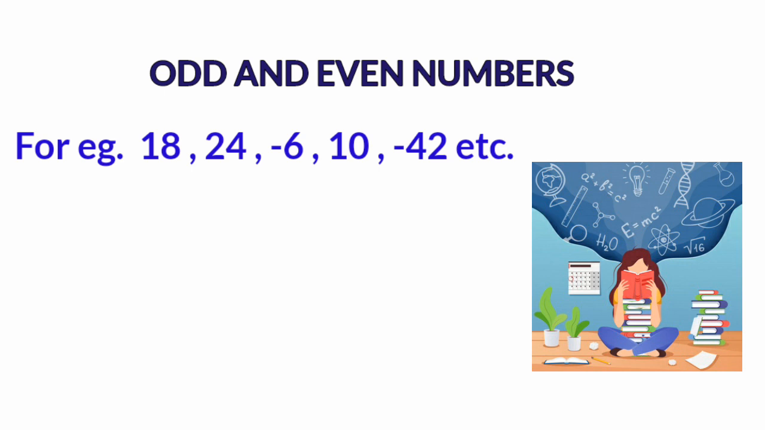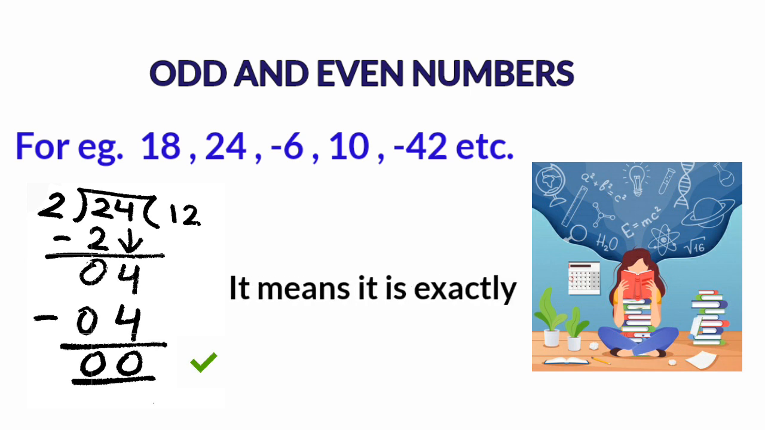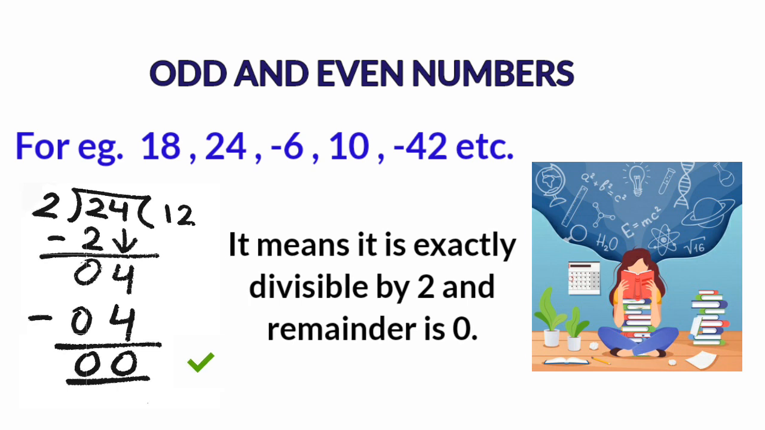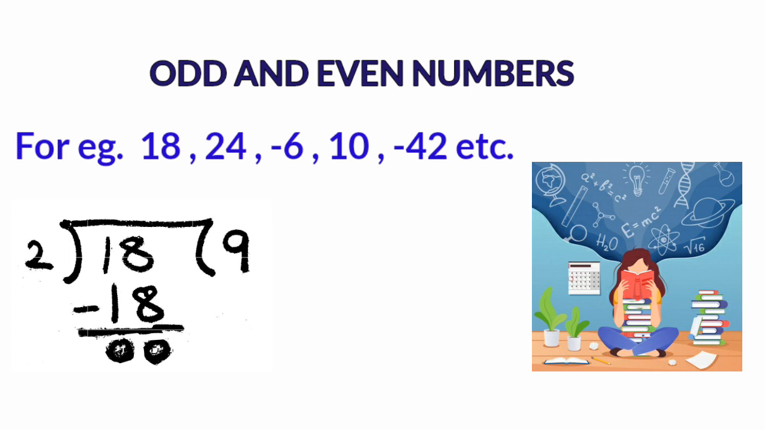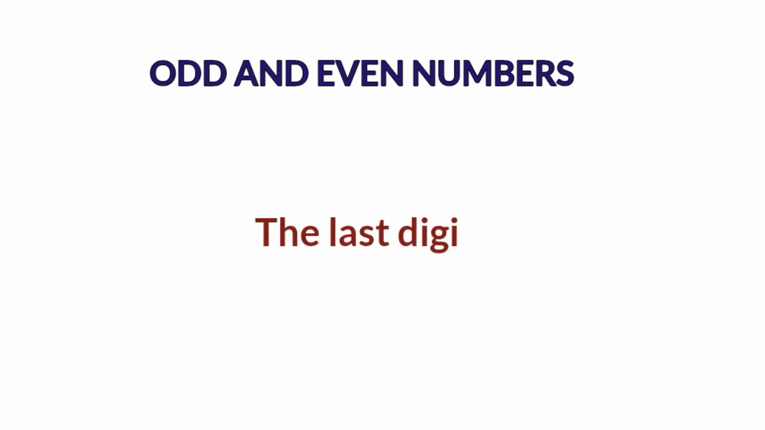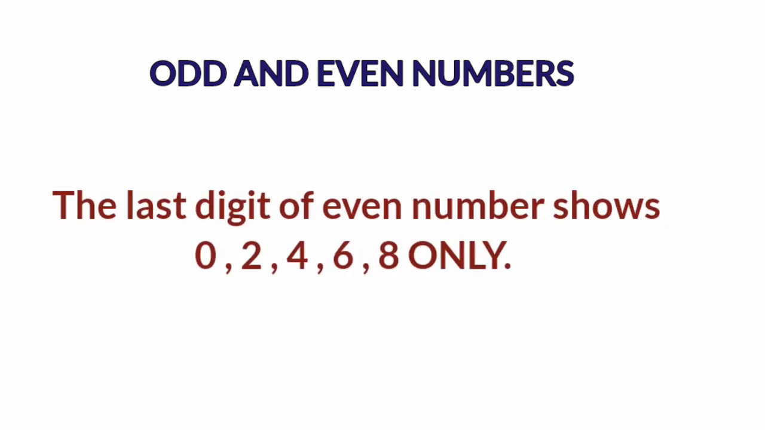Let's take 24. When 24 is divided by 2, it leaves no remainder. It means it is exactly divisible by 2 and the remainder is 0. So this is an even number. Let's take another example of 18. When 18 is divided by 2, it leaves no remainder, which means it is exactly divisible by 2, so it is an even number. The last digit of an even number shows 0, 2, 4, 6, 8 only.